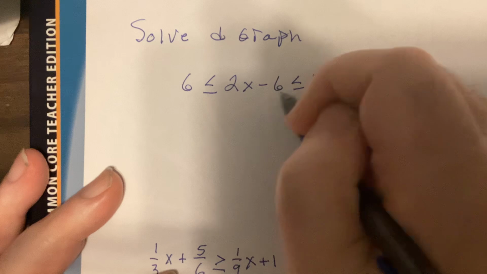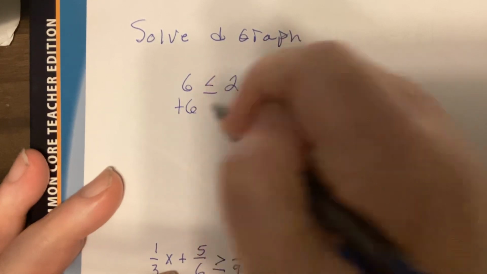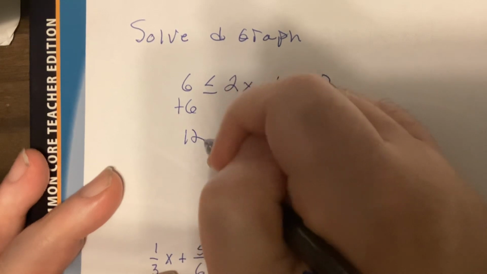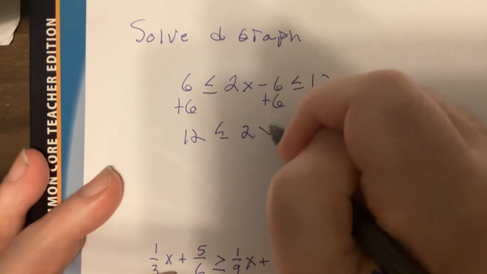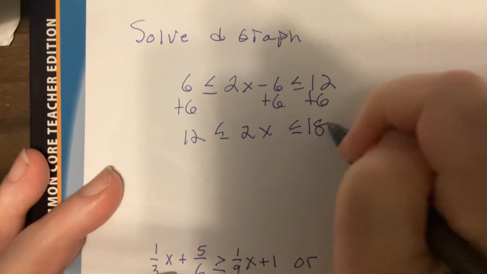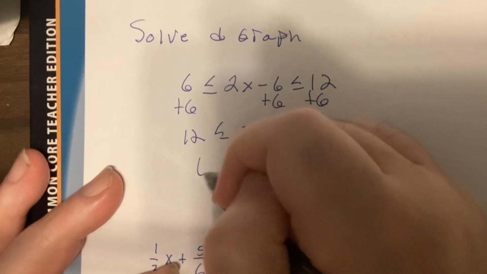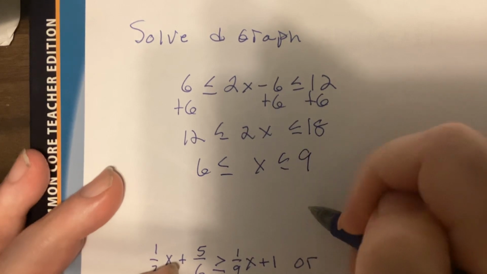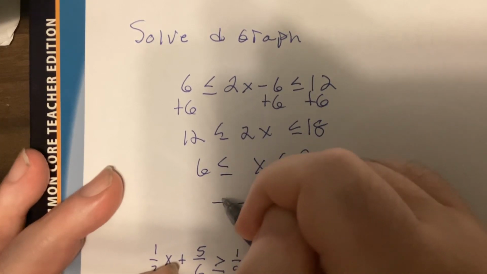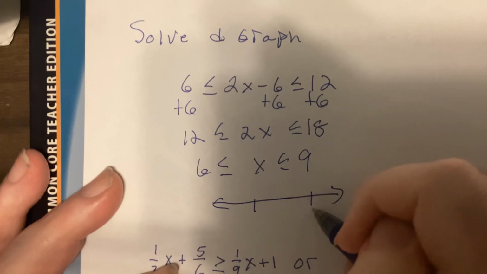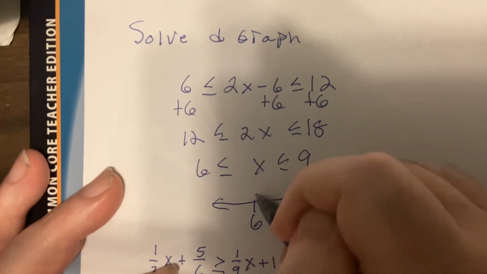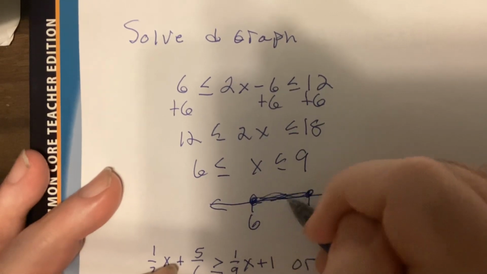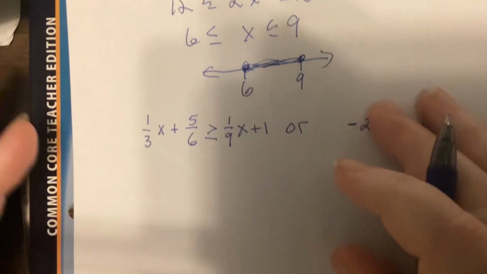Okay, so I'm going to add 6 to every term. Add 6, add 6. So I have 12 is less than or equal to 2x, which is less than or equal to 18. Then I'm going to divide by 2. So it's everything between 6 and 9. Ooh, next one.